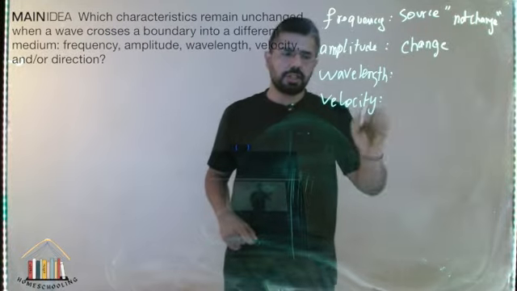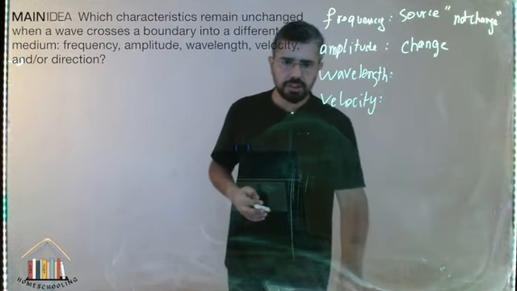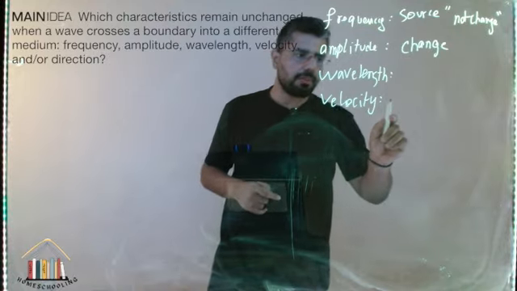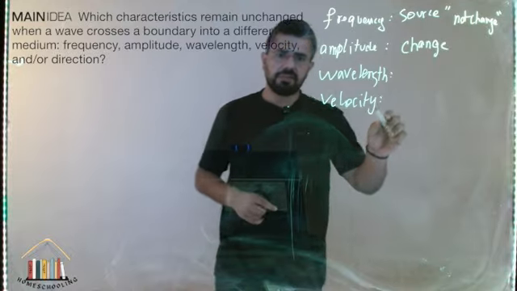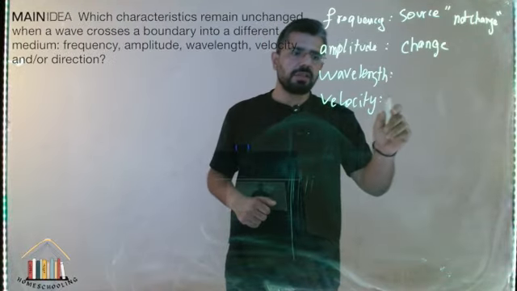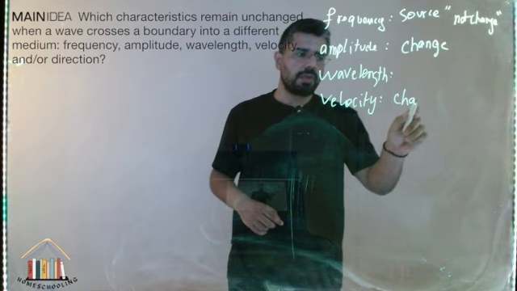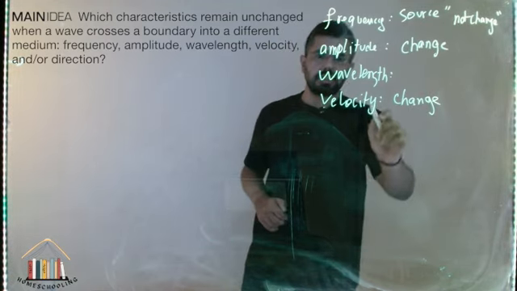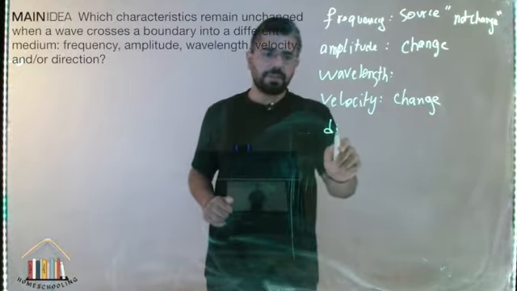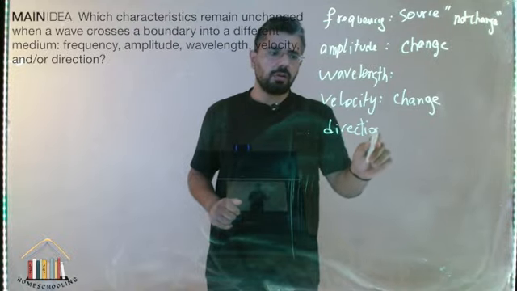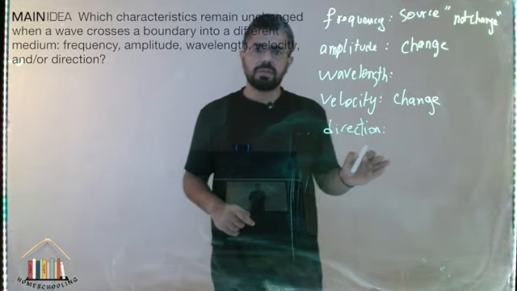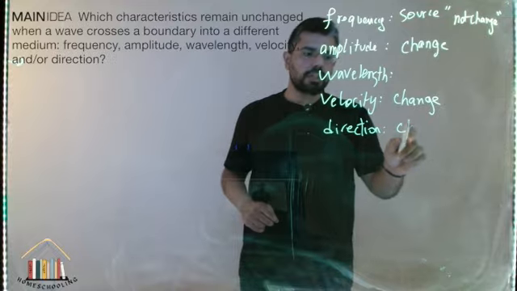Velocity, of course, will change, because the energy will change. And the velocity depends on the medium. So if I have a different medium, as they are suggesting here in this question, different medium means different velocity. So we have the amplitude changed, the velocity changed, frequency remains constant. Direction, as we saw in the previous slide, we're talking about deviation of the wave, so direction will change as well.